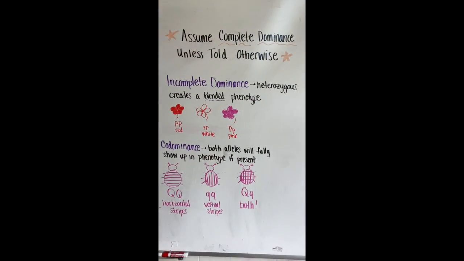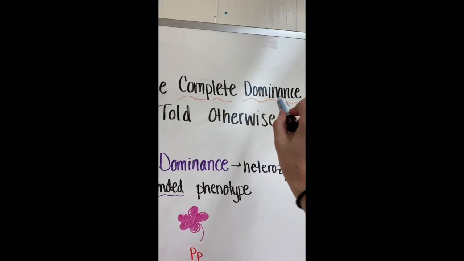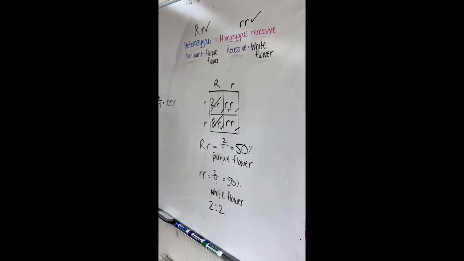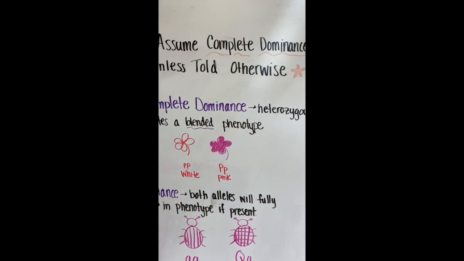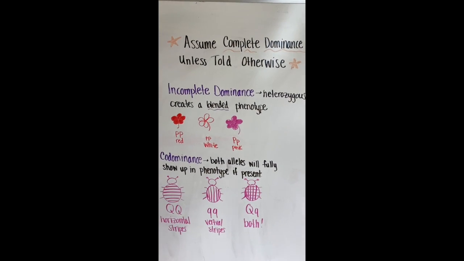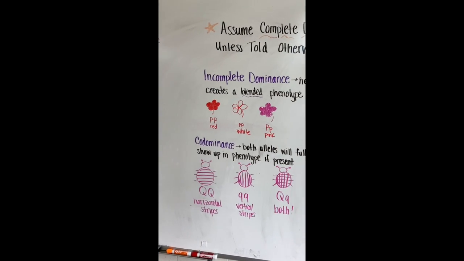One last thing I want to remind you about from yesterday: we are always going to assume complete dominance when we're doing a Punnett square. That means if at least one of the dominant alleles is present, that's going to take over the recessive. It's going to be shown. Unless it says otherwise, that's what we're going to use.